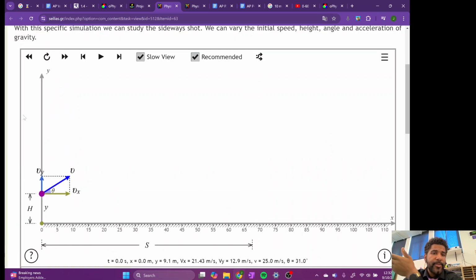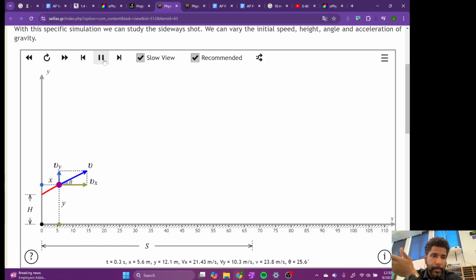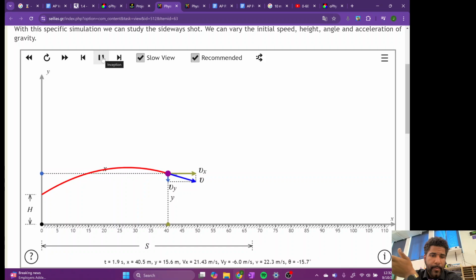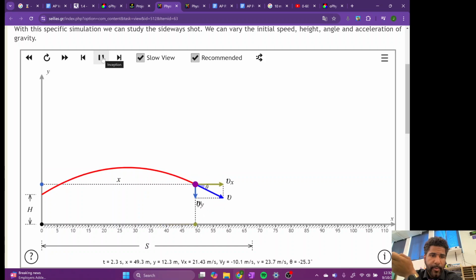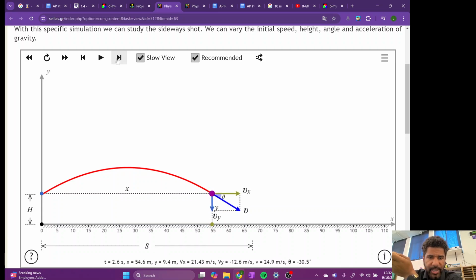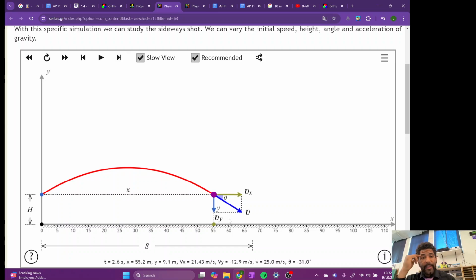If we get to the other side and we wait all that time, to get to 9.1 meters, we're going to end up having negative 12.9 at the same time.